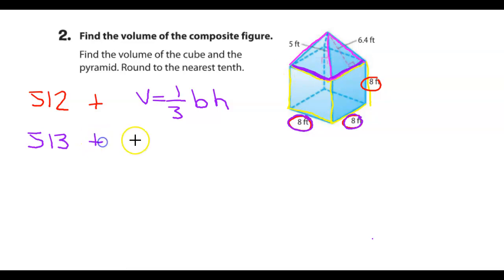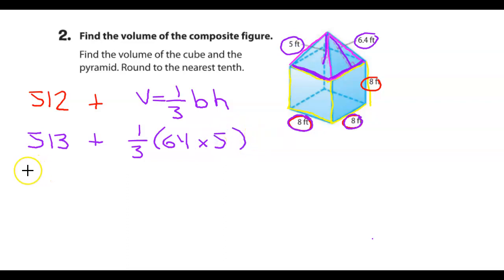So we'll do 512 plus 1/3, and we're going to do 64 times the height. Now it's kind of tricky over here. If you look at this 6.4, that's the slant, okay? And we don't want that. We want the height, and they're telling us the height is right down here, so the height is going to be 5. So we're going to say 64 times 5.